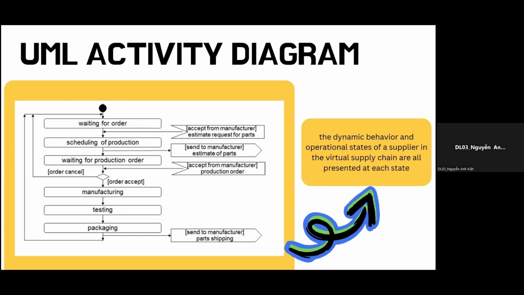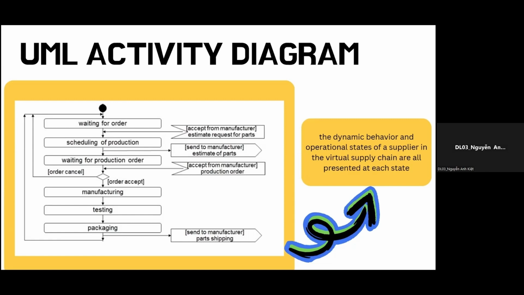In the next step, which is waiting for production order, the supplier awaits confirmation or cancellation. If the order is canceled, the procedure returns to the waiting for order state. And if the order is accepted, it will trigger the manufacturing state, where production begins based on the agreement on quantity, quality, and timeline.